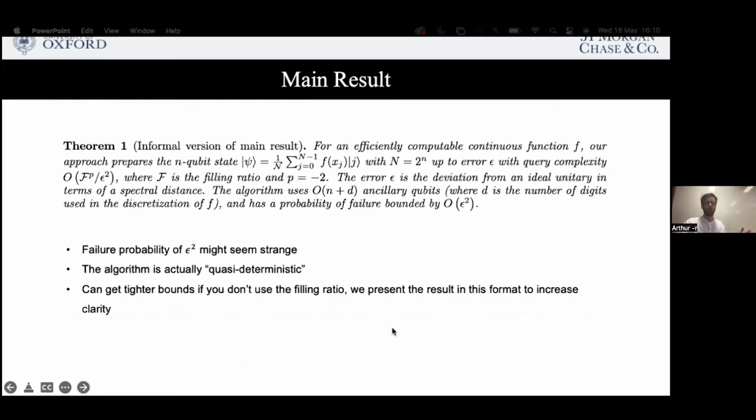Okay, so this is the main result. I'll just quickly summarize it. Then I'll explain how we arrived at this result later. And then I'll also define some of the properties stated here, such as the filling ratio.